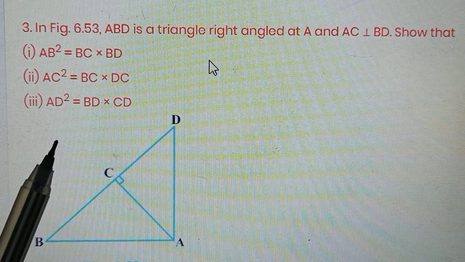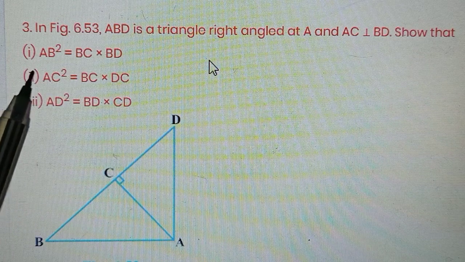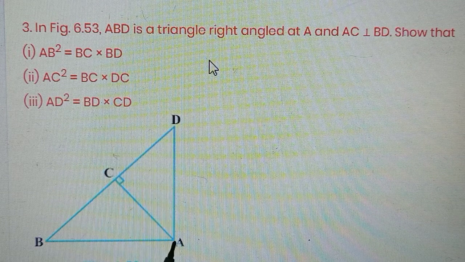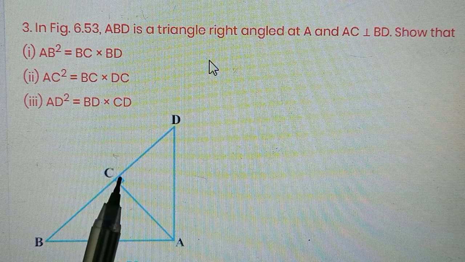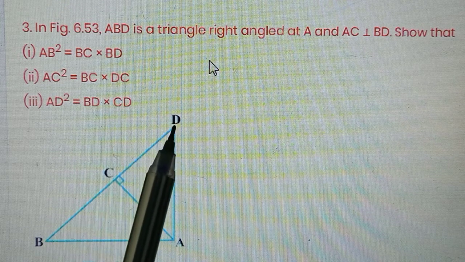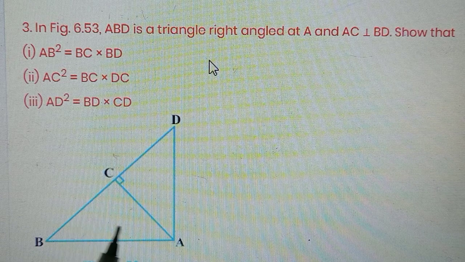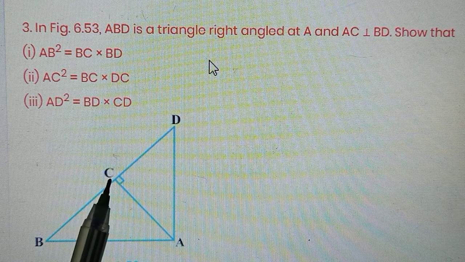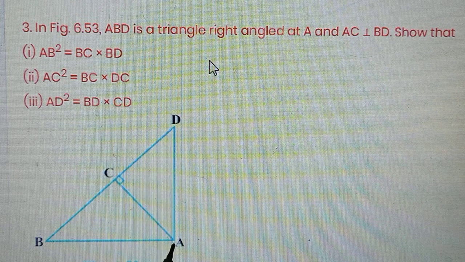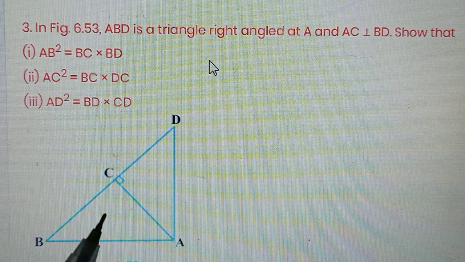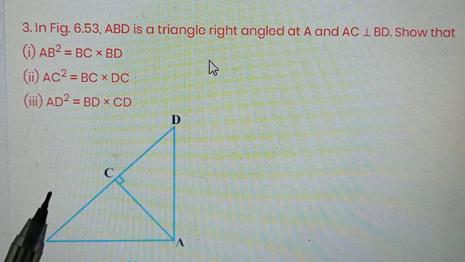But this time the choice of triangle you will have to change according to the proof. For the first part, because we wanted AB, AB is present in the big triangle as well as in this small triangle. Then BC you have in that small triangle and BD in the big triangle. So you will take the small triangle ABC and the big triangle DAB. Prove them similar, they are similar, and then writing the corresponding sides in proportion and cross multiplying, you'll get your proof.